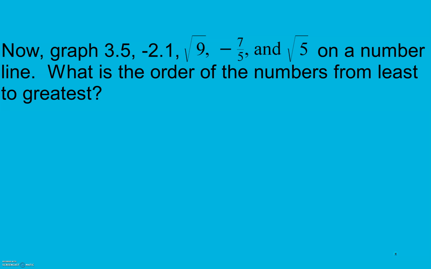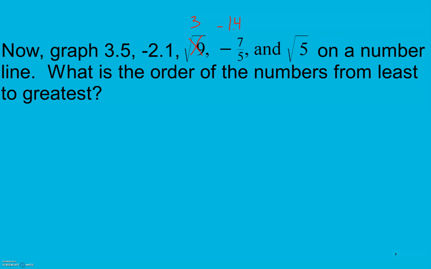Same idea here. Feel free to pause and give this a try if you'd like. The first thing I'm going to do is switch them all to the same form. Since I have some square roots, some fractions, and some decimals, I'm going to put them all in decimal form. 3.5 and negative 2.1 are already in decimal form. Square root of 9, we know, is 3. Negative 7 over 5 is negative 1.4. To get that, just take 7 divided by 5 and make it negative.